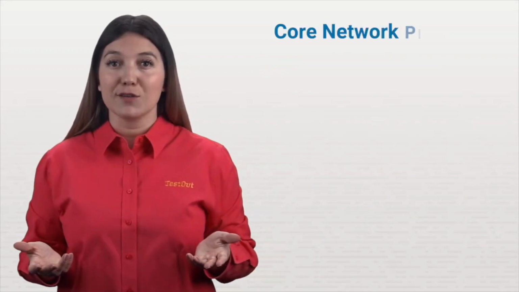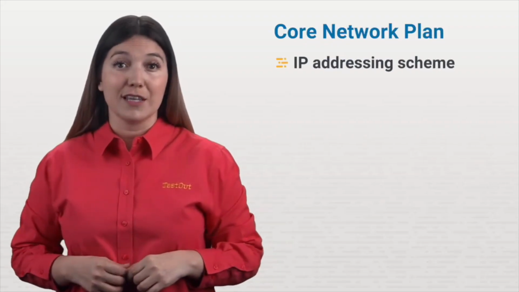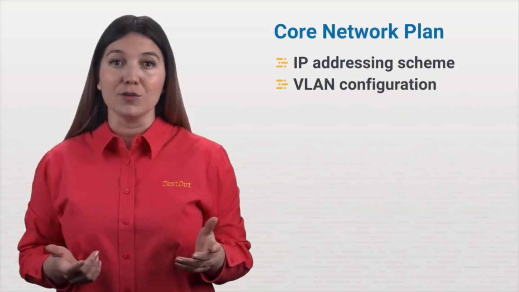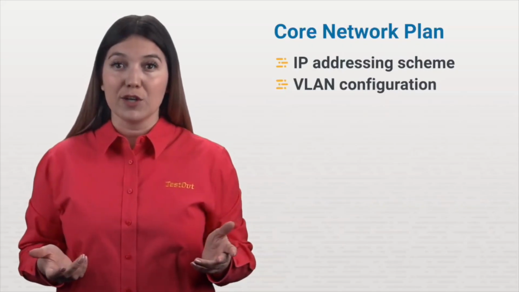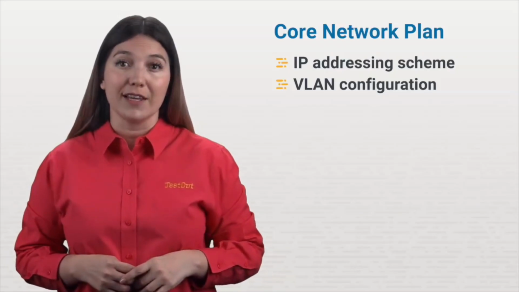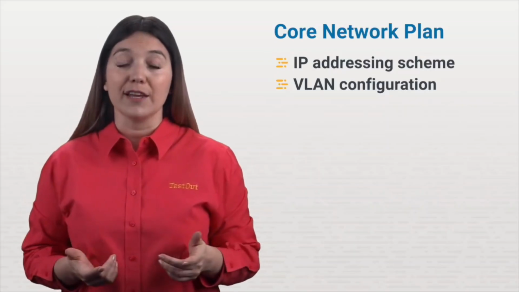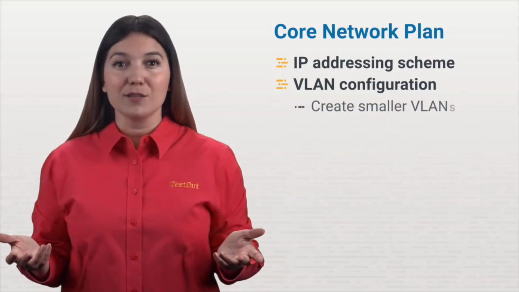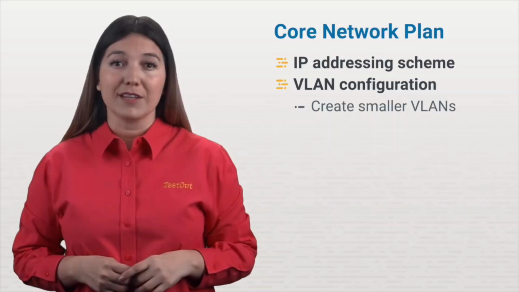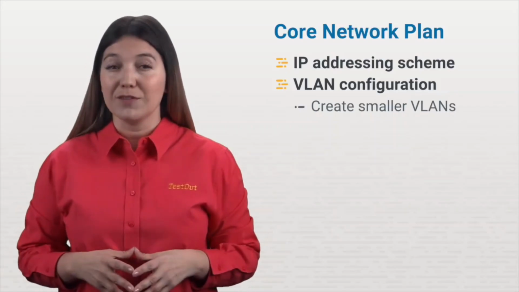The next step in the site survey process is to plan the core network. You should identify the IP addressing scheme and the VLAN configuration that you'll use. When you design your VLAN configuration, be aware that you could end up with a large number of wireless clients all in the same VLAN. This can result in an excessive amount of broadcast traffic within the same VLAN. To fix this, you can create many smaller VLANs. This will reduce broadcast traffic, but it will also require additional routers to route traffic between VLANs.